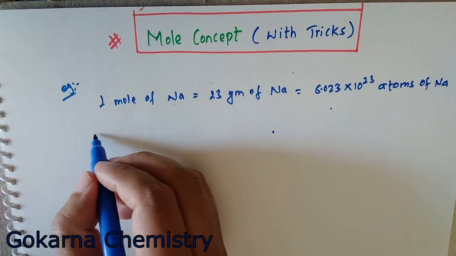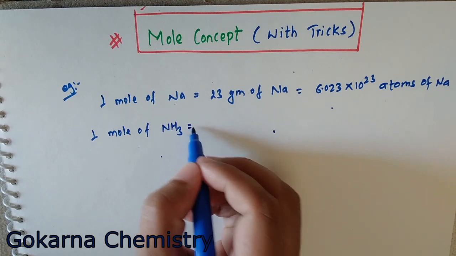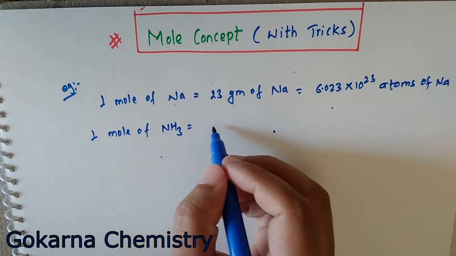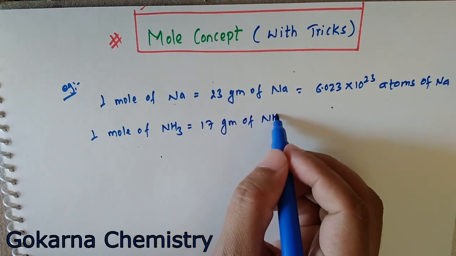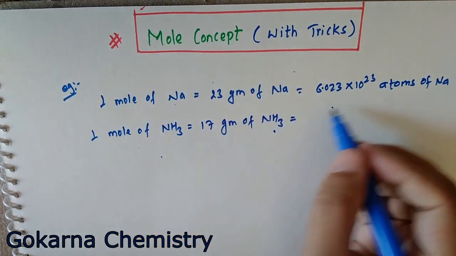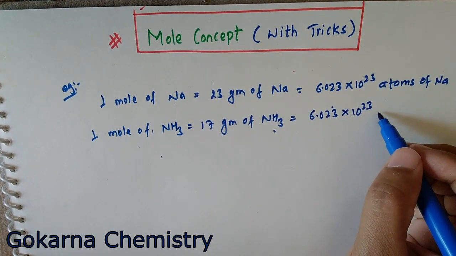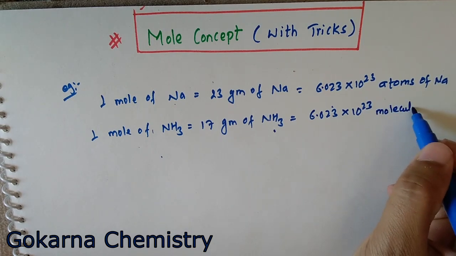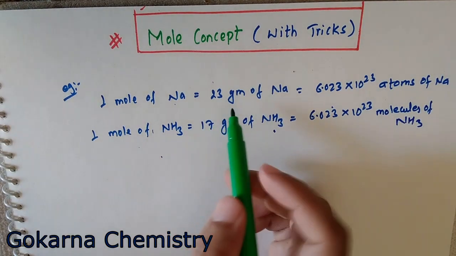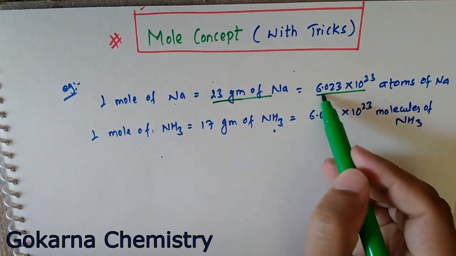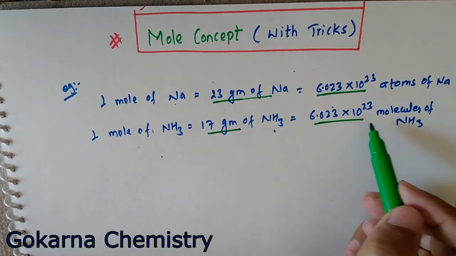And for molecules, for example, 1 mole of NH3. This is a molecule, so we take the molecular weight here. For NH3, the molecular weight is 17 gram of NH3. And 1 mole of NH3 means how many molecules of NH3? 6.023 into 10 to the power 23 molecules of NH3. And you can relate 23 gram of Na means 6.023 into 10 to the power 23 atoms of Na. 17 gram of ammonia means 6.023 into 10 to the power 23 molecules.